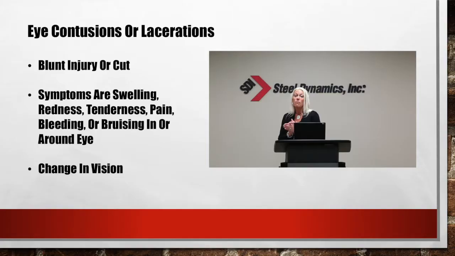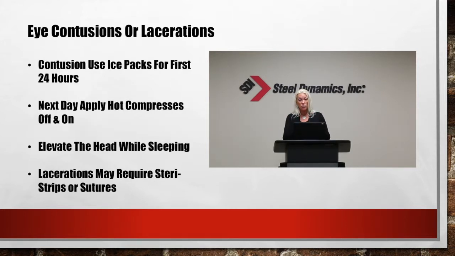If you have someone who has a blunt injury or cut to the eye, most of the time their symptoms are going to be swelling, redness, tenderness, pain. They may have bleeding or bruising in or around the eye, and they're going to have a change in vision. What you want to do with someone who just has an eye contusion is use ice packs for the first 24 hours. The next day you can apply hot compresses off and on, and you want to have them elevate their head while they're sleeping.